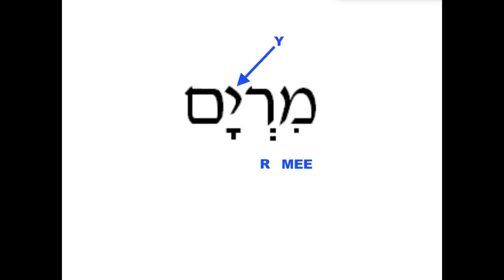Next is the y sound with the ah vowel. So it has the ya, mirya. And you have a final mem. So it's Miriam, Mary.